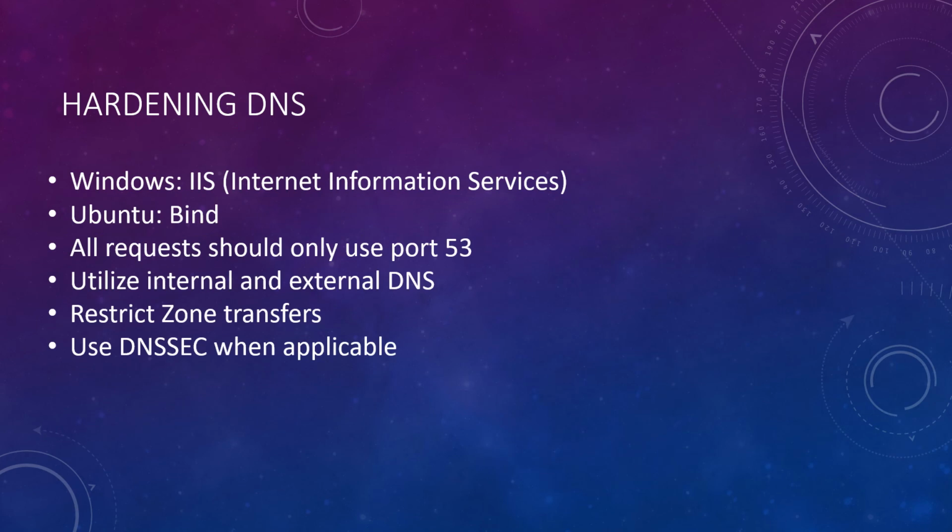Tips on hardening DNS. For what we're doing in this class, we're going to be using Windows Internet Information Services (IIS), and for Ubuntu, BIND would be a good method to help out. Our requests should only use port 53. You should utilize internal and external DNS. Restrict zone transfers and use DNSSEC when applicable.